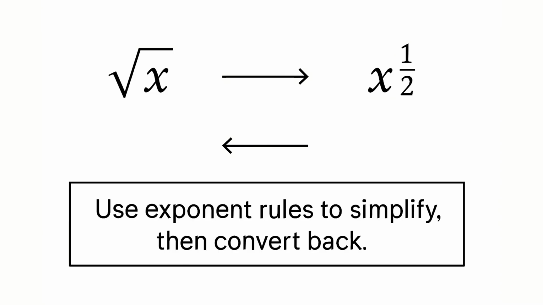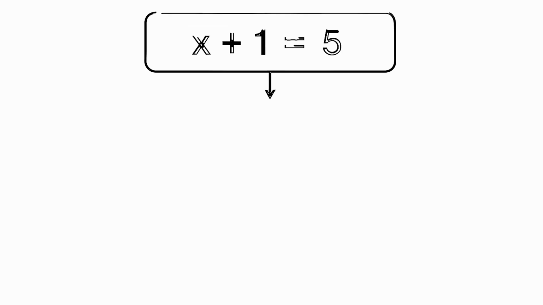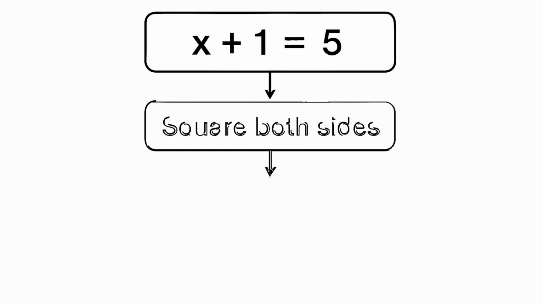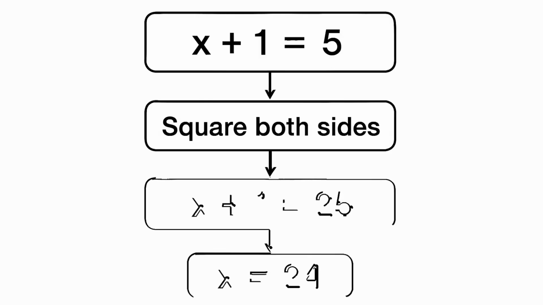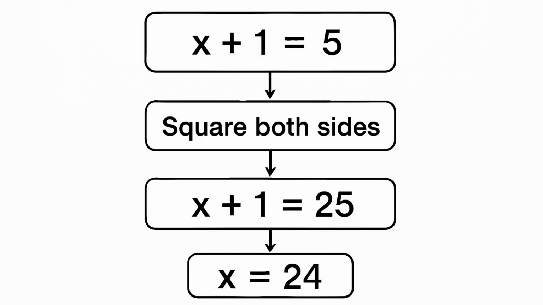Suppose we have the square root of x plus 1 equals 5. To get rid of the square root, we square both sides. That gives x plus 1 equals 25. Then we solve and get x equals 24.